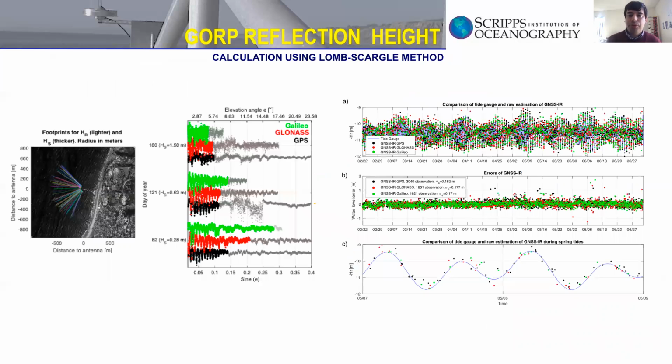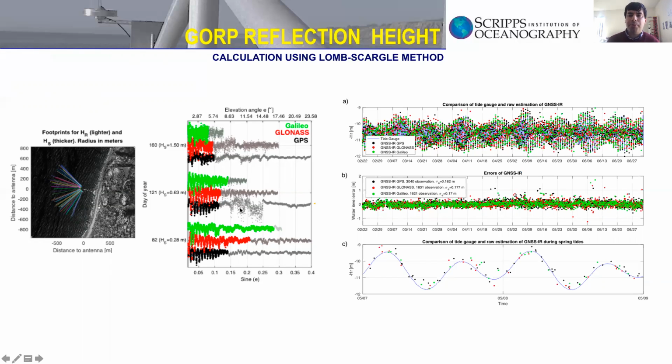Before doing the standard analysis, we have to take care of two aspects. First of all, we have to understand where we are measuring, the footprint of the analysis. For that, we can use the elevation angle of the satellite and a geometric analysis to find the places where we are measuring. Here you can see a picture of Scripps, and in colors the places where we are having the measurements related to different satellites.